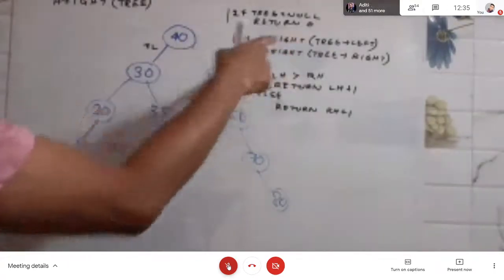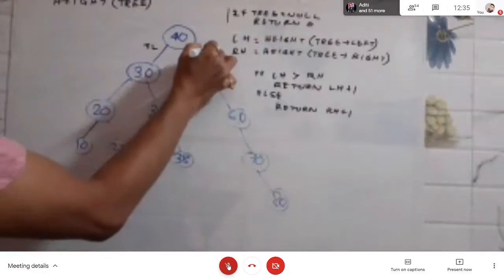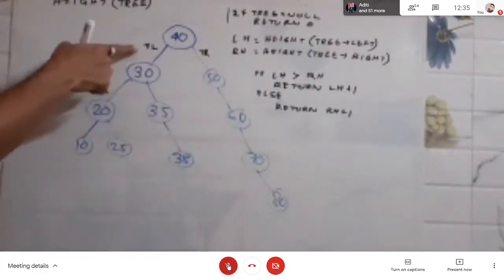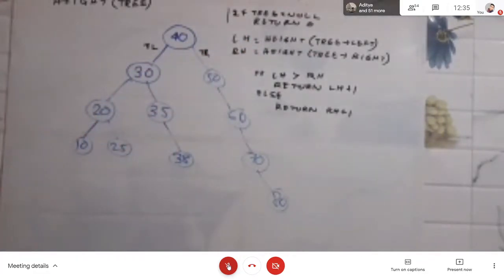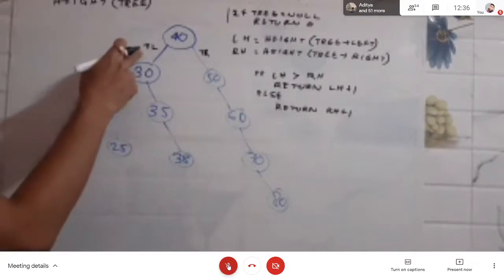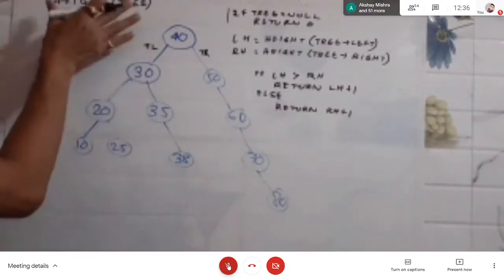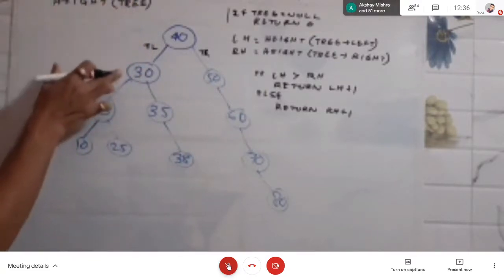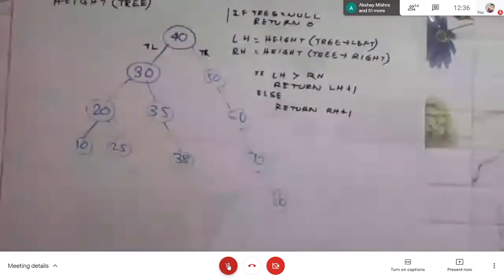It is calling with tree left, and also it will be calling tree right, but later. First, this part is executed. So when it is calling this TL, tree left, it is actually calling the same function, but now with the parameter called 30, node value 30. So the same function is called.